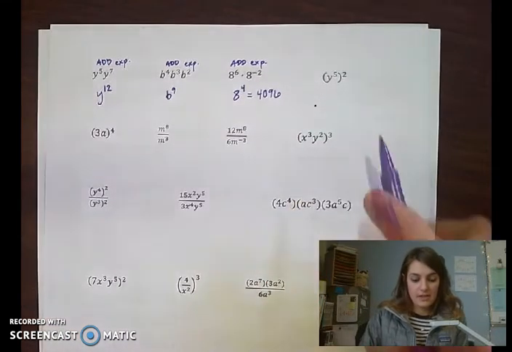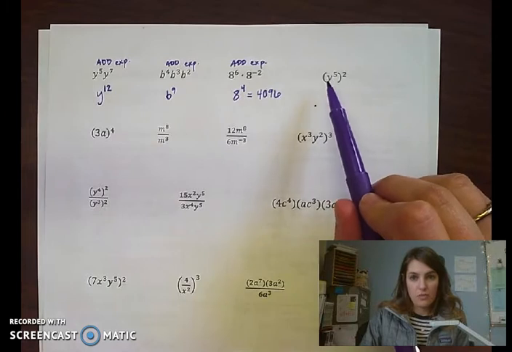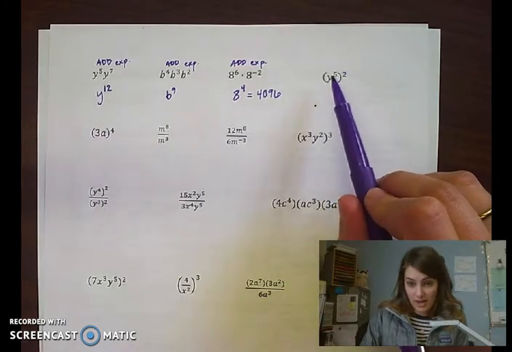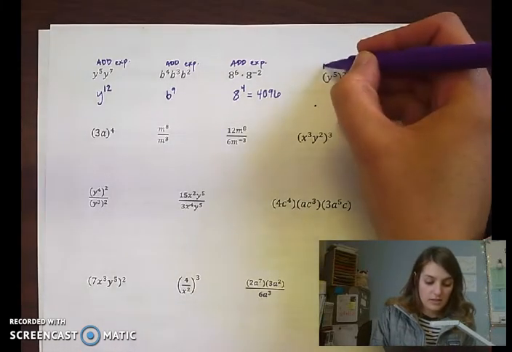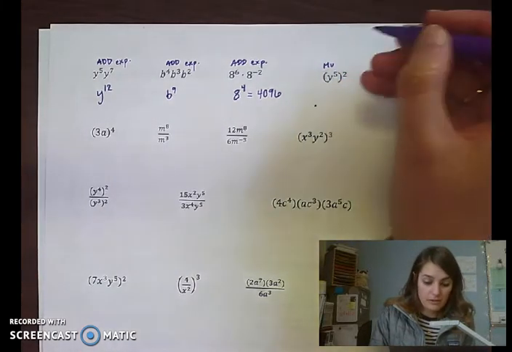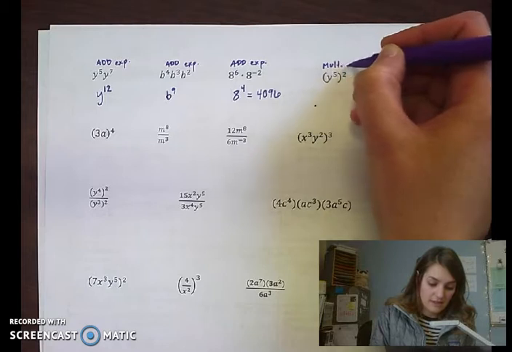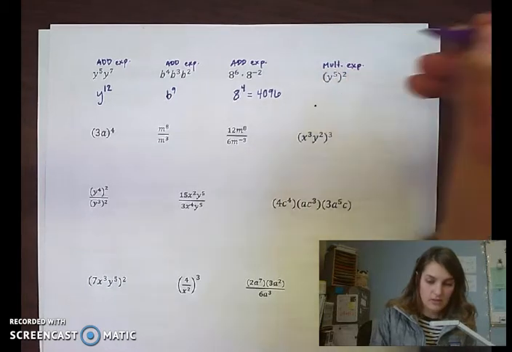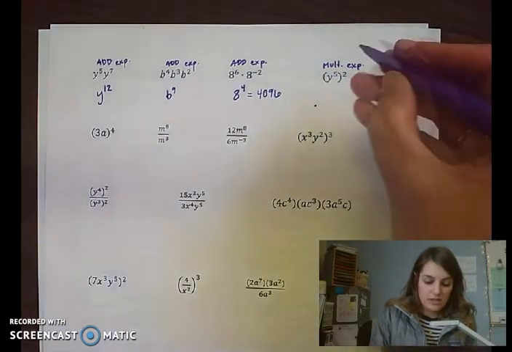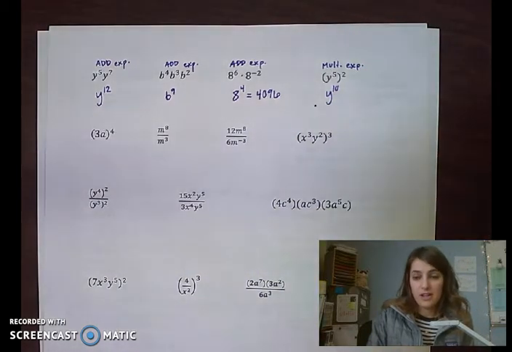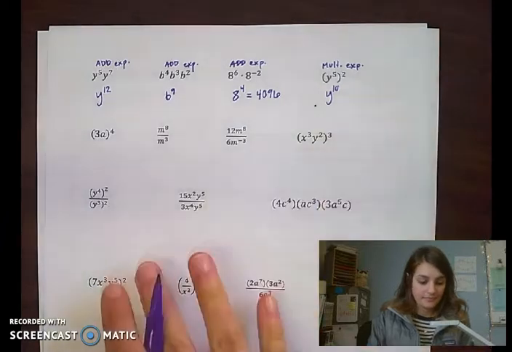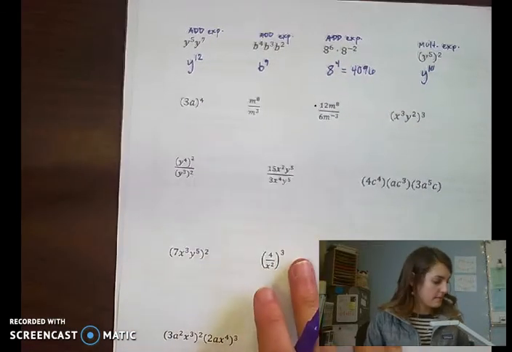Okay, so this one is y to the 5th raised to the 2nd. So this one uses the rule power to a power, which means we're going to multiply the exponents. So the answer to this, simplified, is y to the 10th, because 5 times 2.